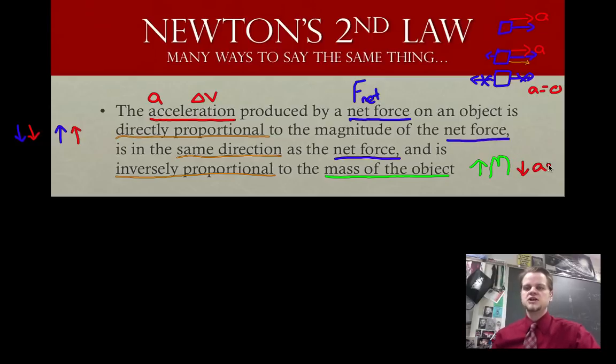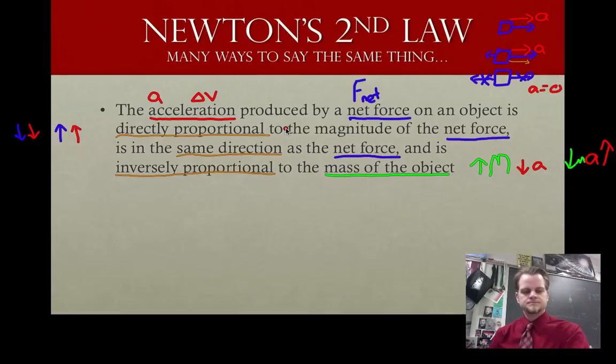I mean, the heavier an object is, the harder it is to get moving, right? And likewise, if the mass is smaller, okay, small mass, you're going to wind up getting a bigger acceleration. It's really actually quite that simple. So a big phrase, but it shows a lot of things.